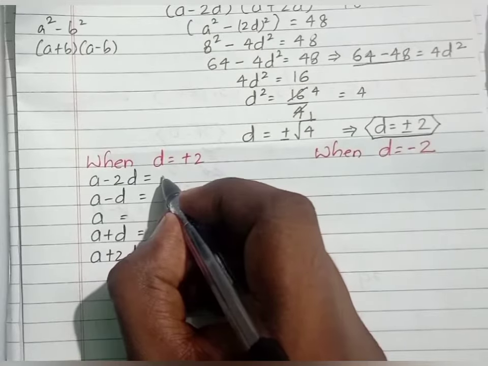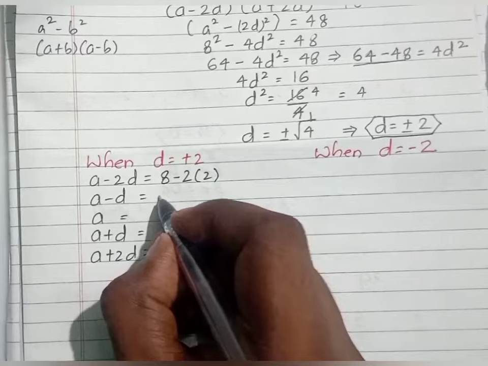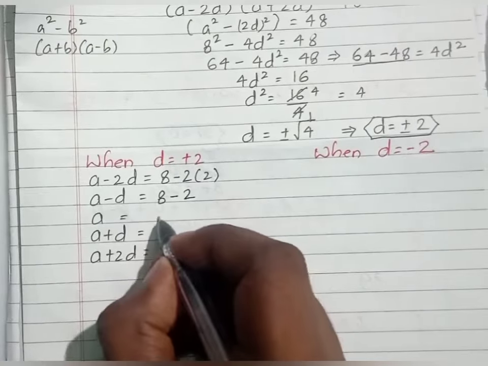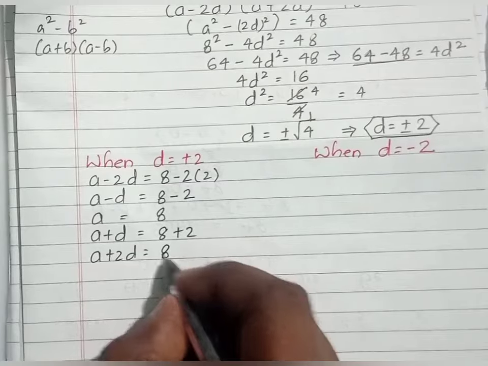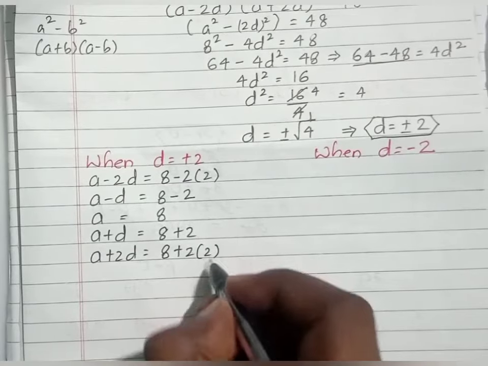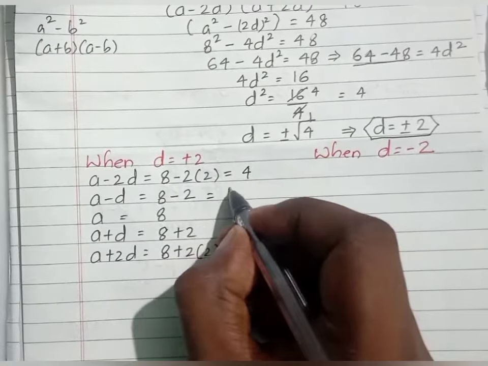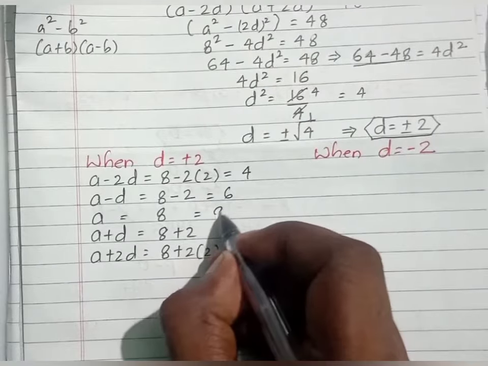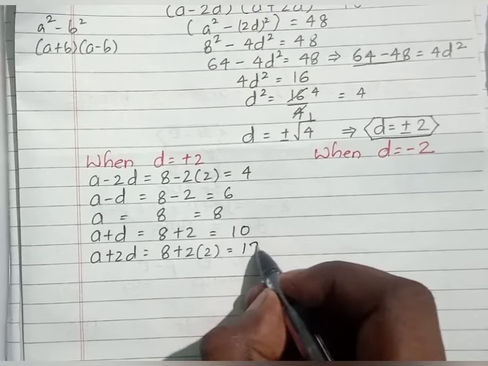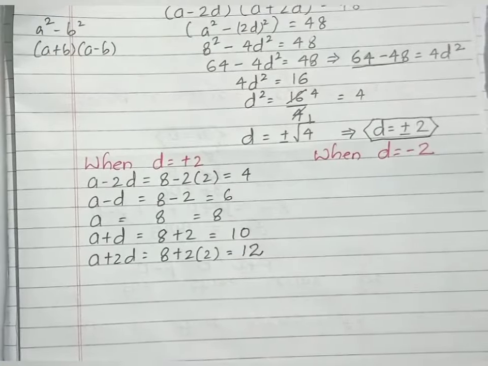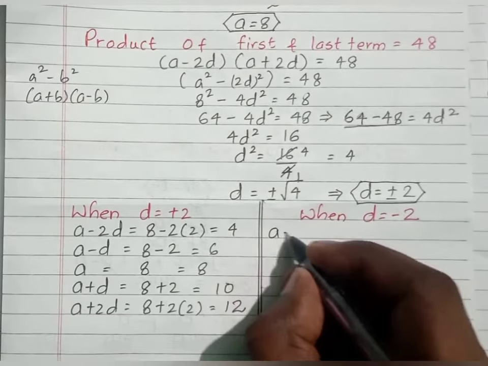Now a is 8, minus 2 times 2 is... so 8 minus 2, then 8 plus 2, 8 plus 2 into 2. So 2 2s are 4, 8 minus 4 is 4, 8 minus 2 is 6, 8 as it is, 8 plus 2 is 10, 2 times 2 is 4, 4 plus 8 is 12. This is when d equals plus 2. We'll see when d equals minus 2.